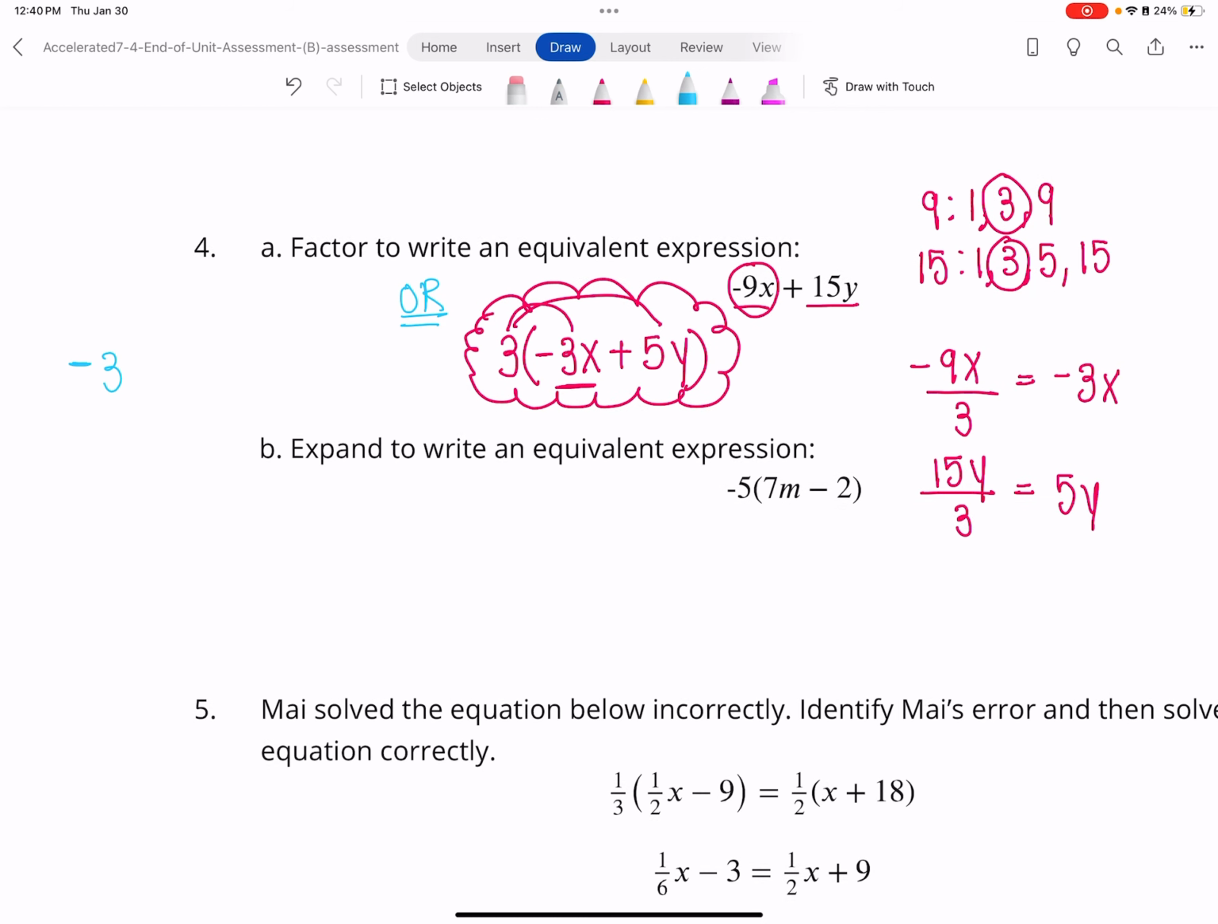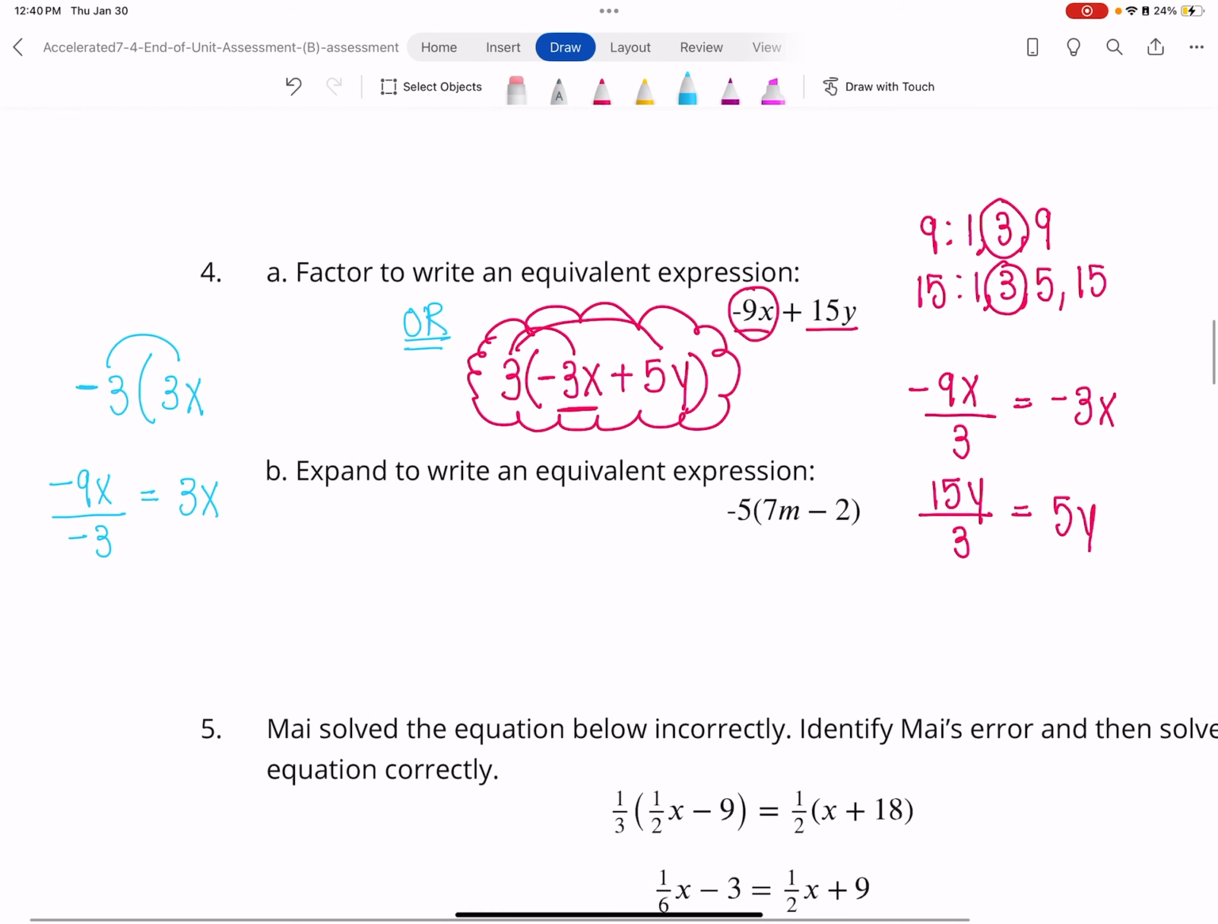And if we factor that negative 3, I'll write it over here, negative 9x divided by a negative 3. That gives us 3x in parentheses. Because we know also, if we check, that negative 3 times 3x is negative 9x. And if we take the 15y and divide that by a negative 3, we end up getting a negative 5y. So I'm going to write minus 5y, and we know that that's the same thing as adding a negative 5y. So this is also equivalent.